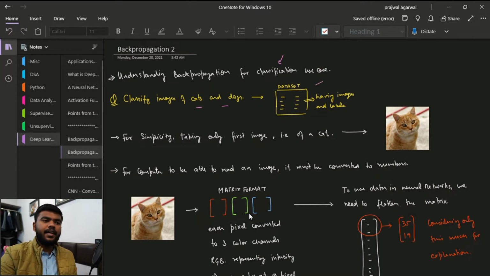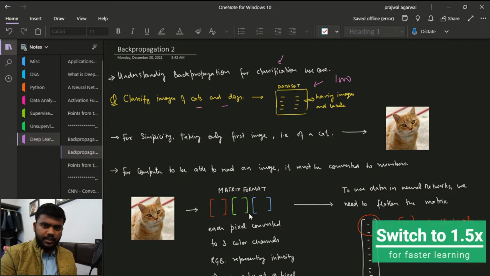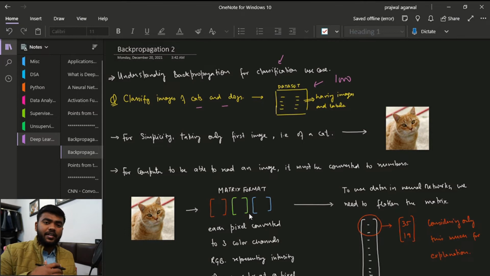basically we have the entire data set. Suppose we have 1,000 images right now, and in those 1,000 images we have to specify all the images. So this is the entire data set and it has to train itself. So what we do, for simplicity, we just take the first image of our data set. For example, this is our first image.